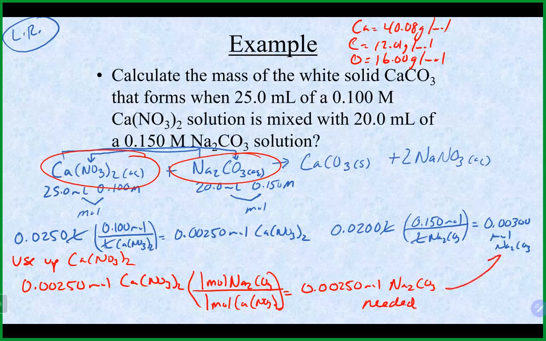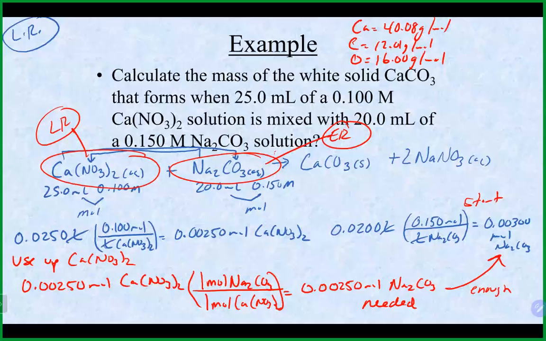And I would compare that to my starting 0.003, and we do have enough. Which means that this one here would be my excess reagent, and this one would be my limiting reagent. So once again, you do need to do some type of calculation to determine that. Any questions on that?